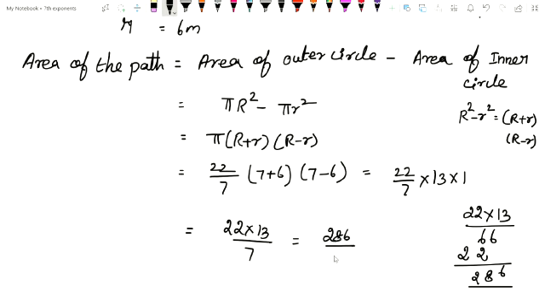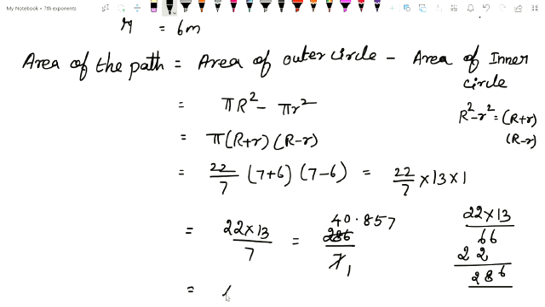286 by 7. 7 ones are 7, 4 sevens are 28, 6 we can't divide with the 7, so keep the decimal. Now 60, in 60 how many 7s are there? 8 sevens are 56, remaining 4, 40, 5 sevens are 35, remaining 5, 50, because we already kept the decimal. So 7 sevens are 49. Okay, till there you can stop because they asked only 2 decimals. So till 3 decimals we did.